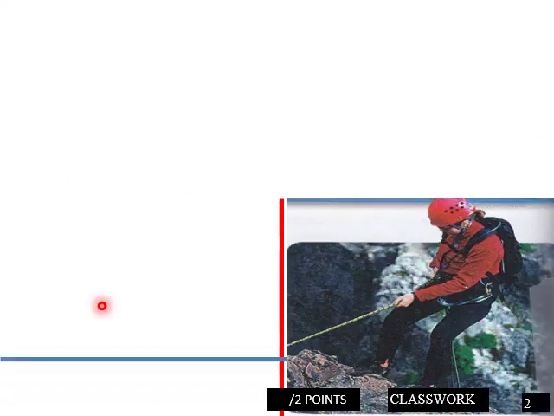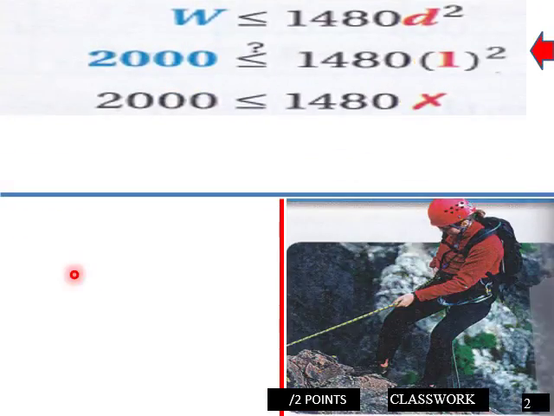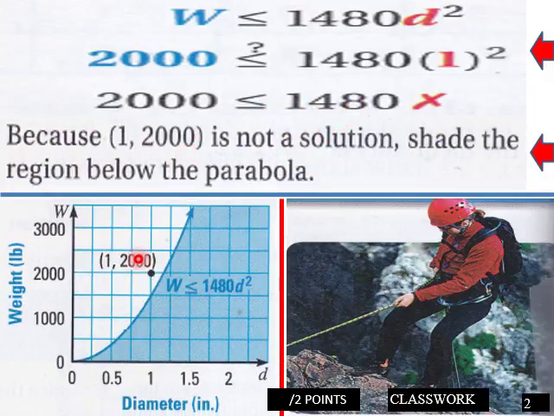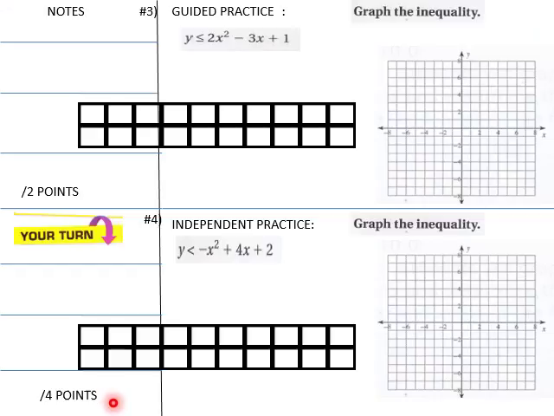And when we test that, we plug it into the inequality. It's not part of it. So that verifies the fact that our shading is correct in that prior picture of the graph. 2000 is less than or equal to 1480. No, not true. So this situation here is not part of the solution. Here's our solution here on this side of the line.